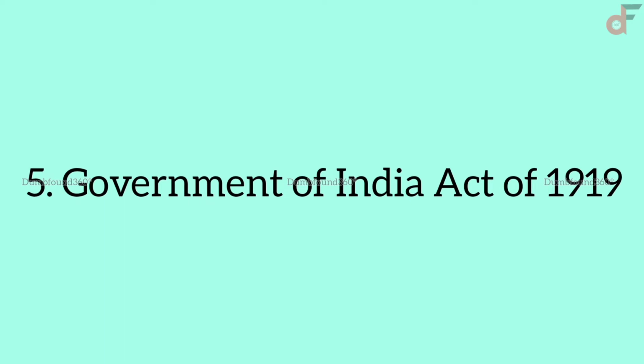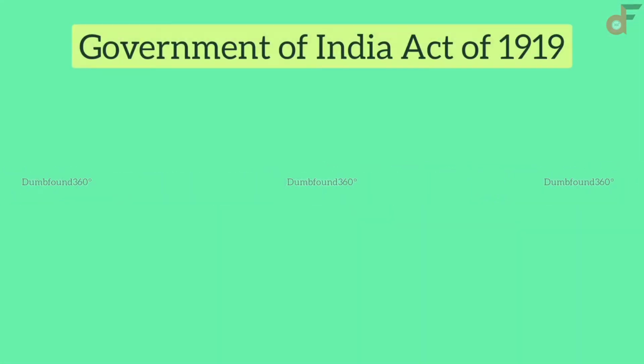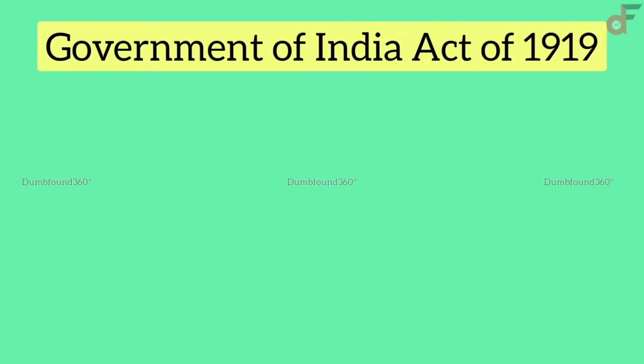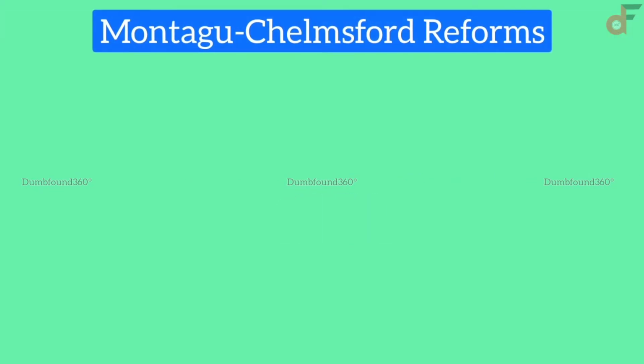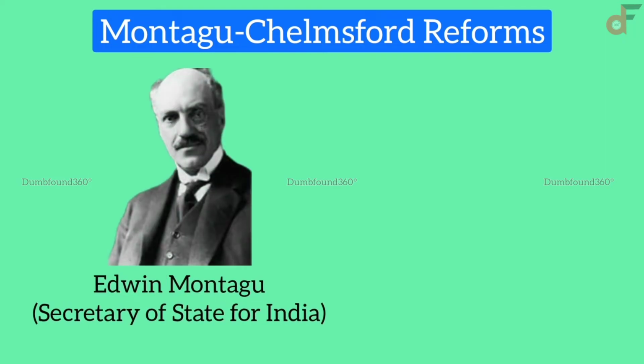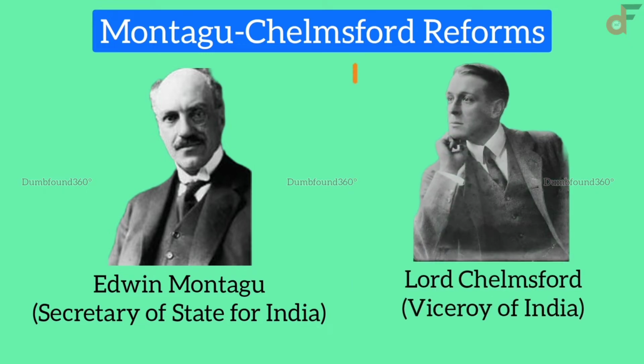Government of India Act of 1919. The Government of India Act of 1919 was thus enacted, which came into force in 1921. This act is also known as Montagu-Chelmsford Reforms because Montagu was the Secretary of State for India and Lord Chelmsford was the Viceroy of India.